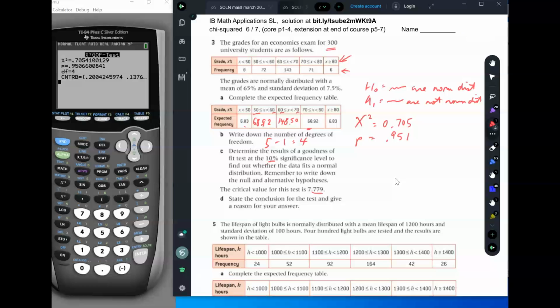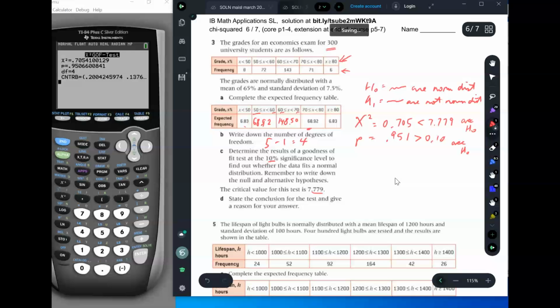So we're going to compare the chi-squared value to 7.70779, and obviously it's much smaller, which means we accept the null hypothesis. And 0.951 is much bigger than the significance level of 0.10. So again, that means we accept the null hypothesis, meaning it is normally distributed. The reason is because the chi-squared value is less than the critical value. Okay, so that's it for part D. Now we're going to move on to number 5.